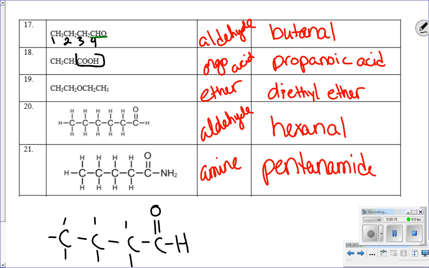Again, condensed COOH group. Remember what that actually looks like? It would be this. So that's my organic acid. I have 3 carbons here. Prop for 3. Propanoic acid.